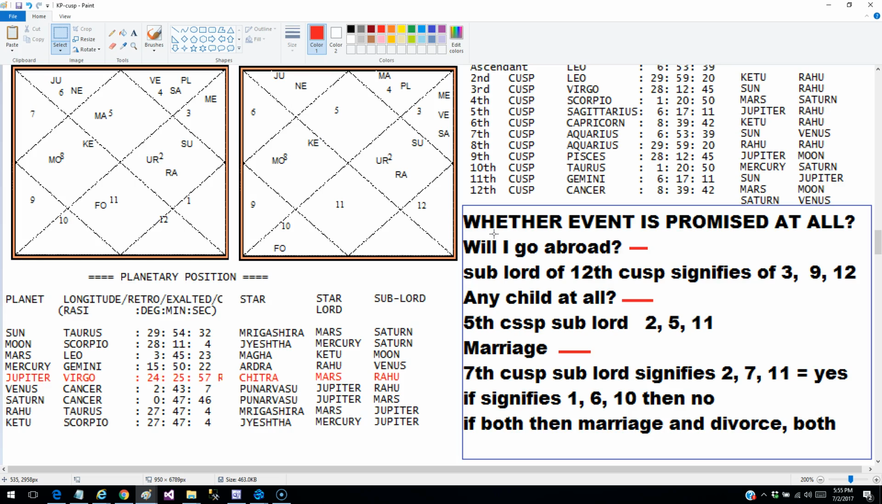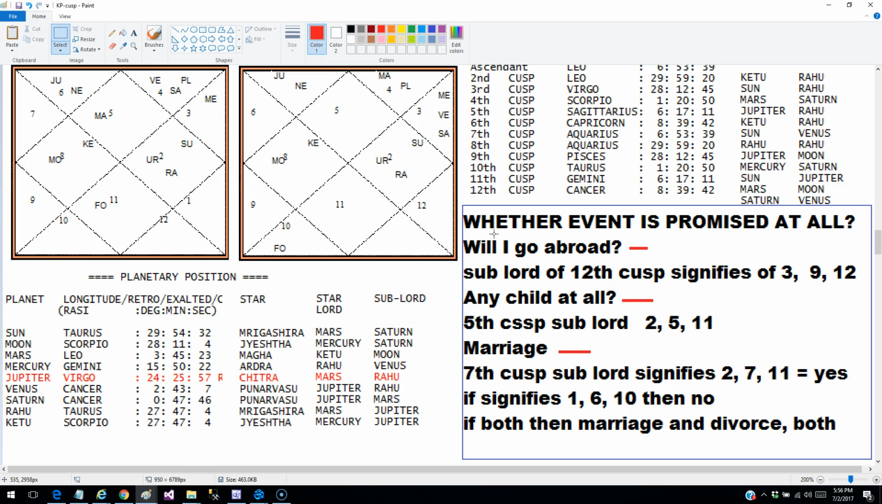And so in a way, Krishnamurti has, I would say, a two-pronged approach. First, find out whether an event is promised or not. So it is like a yes or no approach. If somebody comes to you and asks a question about marriage, obviously the question is: when will I get married? So first you have to find out whether that person will be married at all or not.